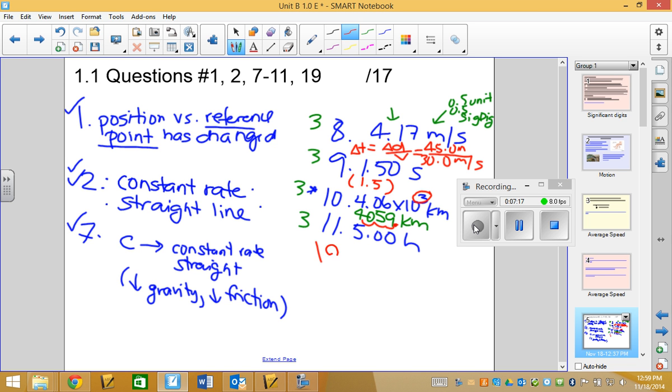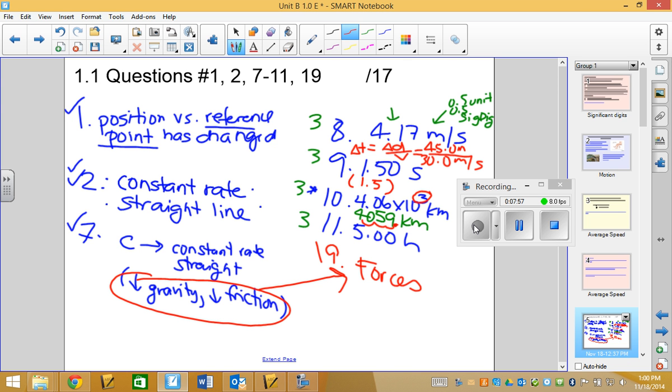So then the last one was number 19. Number 19 asked you, why is it so difficult to find examples of objects that are traveling in uniform motion? And I'm going to highlight these 2 points and say that it's because of things like gravity and things like friction. I could use the word forces if I wanted to be more general, but there are forces acting on objects as they are moving, preventing them from going at a constant speed or preventing them from going in a straight line.